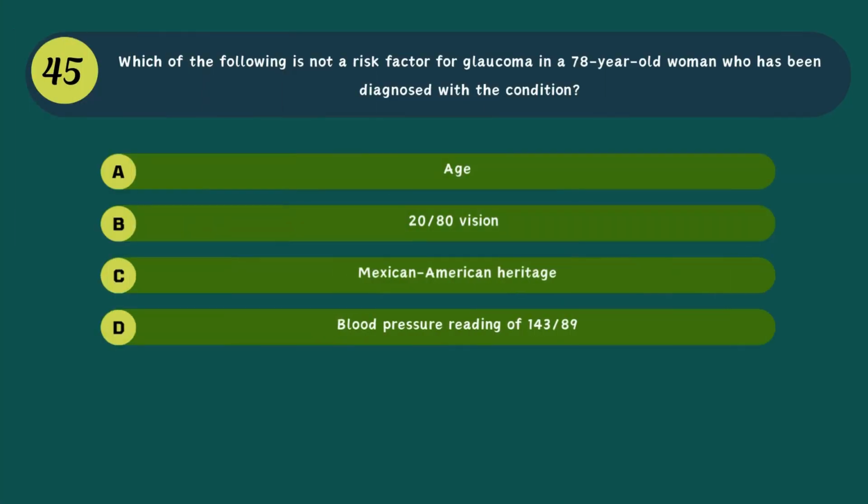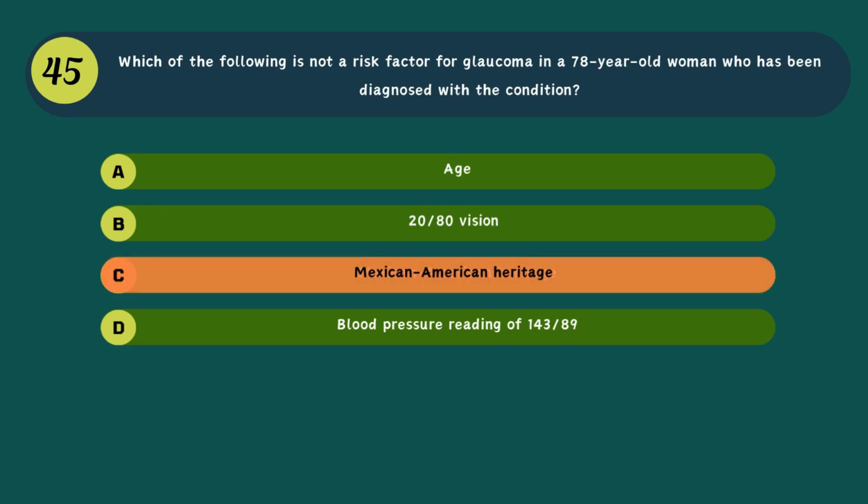Question 45. Which of the following is not a risk factor for glaucoma in a 78-year-old woman who has been diagnosed with the condition? A. Age. B. 20/80 vision. C. Mexican-American heritage. D. Blood pressure reading of 143/89. Correct answer. C. Mexican-American heritage.